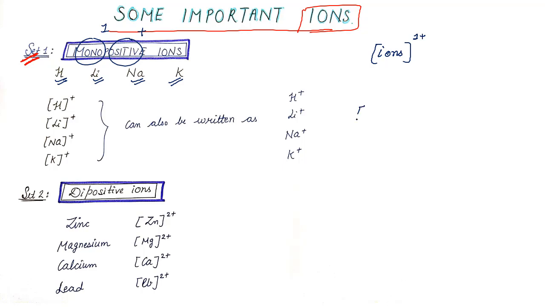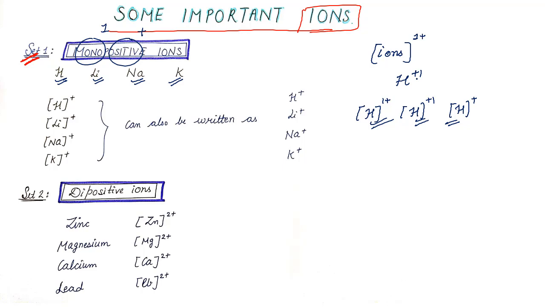I hope this much is clear to everyone that either you write H as 1+, or you write H as +1, or you write H with just a plus like this. So all these mean the same thing. And obviously you can also write H+1 like this, without the bracket.